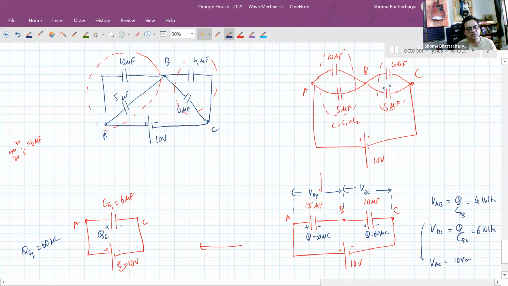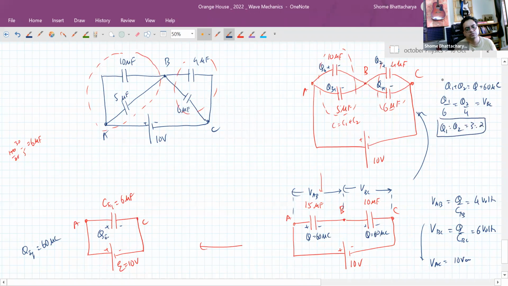Okay. Now further here, if the charge is, let's say, Q1, and here the charge is Q2, and here the charge is Q3, and here the charge is Q4. When you compare these two diagrams, you can see that Q1 plus Q2 should be equal to Q, which is 60 microcoulomb. And Q1 by 6 should be equal to Q2 by 4, which is equal to the potential difference across BC. So from this, you can see Q1 is to Q2 is 3:2. And Q1 plus Q2 is 60. So Q1 will be 3/5 of 60, so 36 microcoulomb. And Q2 will be 2/5 of 60, so that is 24 microcoulomb.